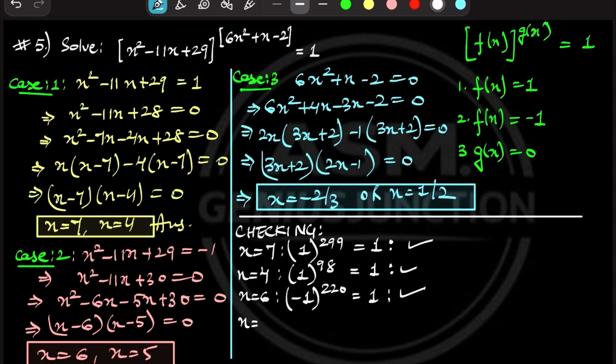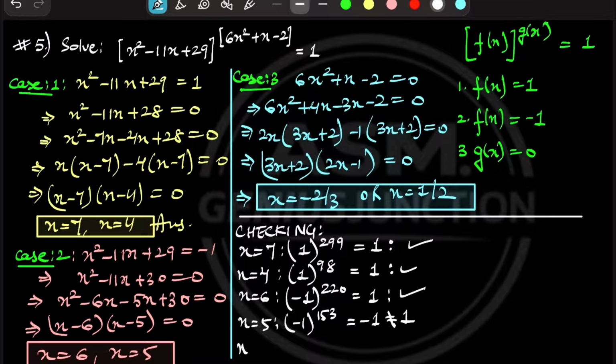Let's put x equals 5 now. Again, when I put x equals 5, the base is going to give me the value as minus 1 only, but the numerator is 153, which is odd. This is going to give me the value as minus 1, which is not equal to 1 on the right hand side.